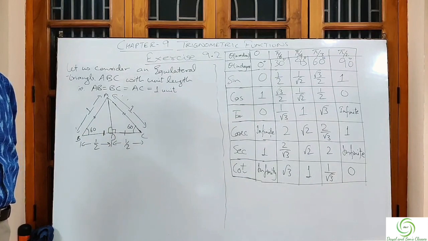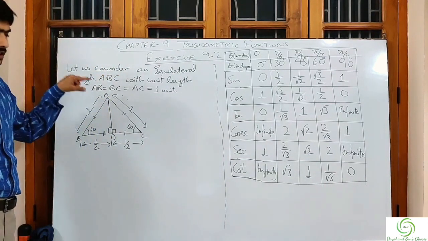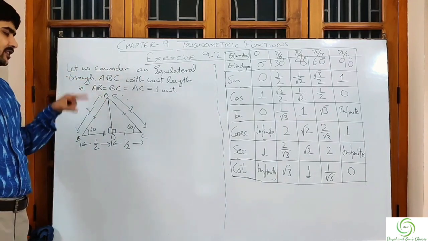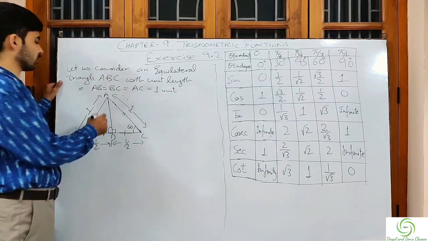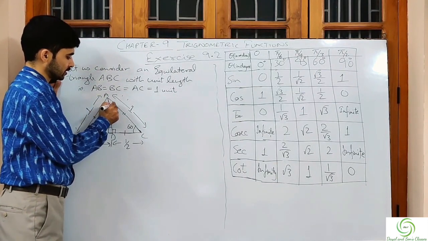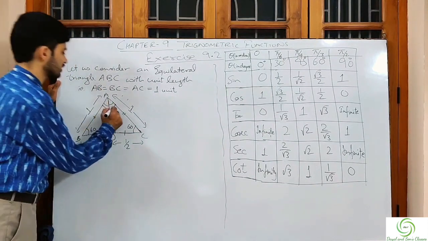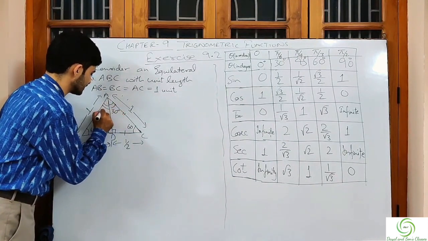There is one more property of an equilateral triangle. When a perpendicular is drawn from a vertex of the triangle to the opposite side, what happens? It also bisects that angle into two equal halves. Since the total angle was 60 degrees, this part will become 30 degrees and this will also be 30 degrees.